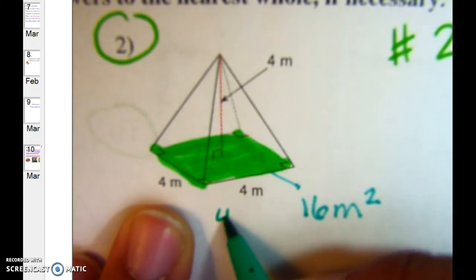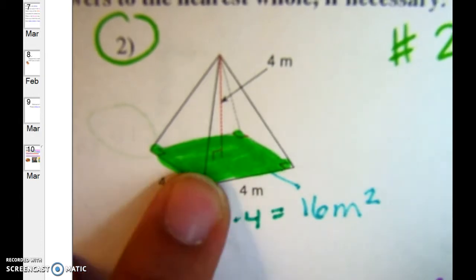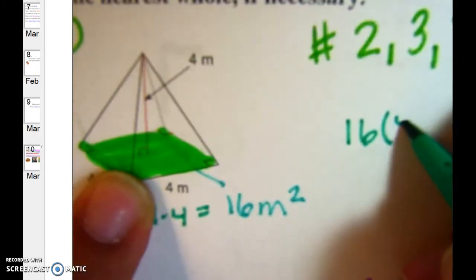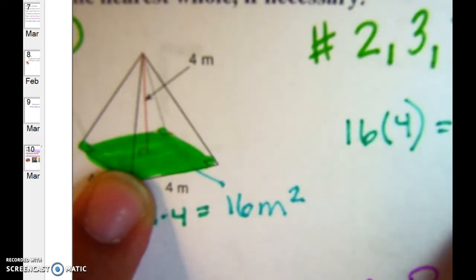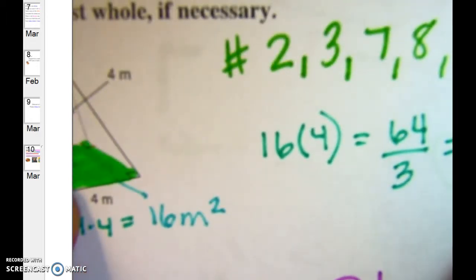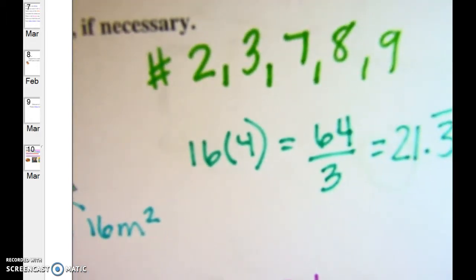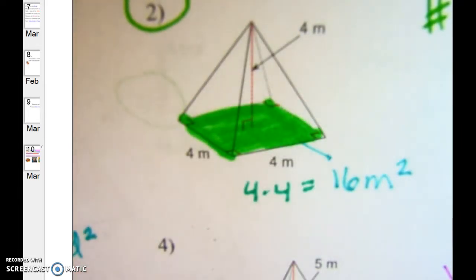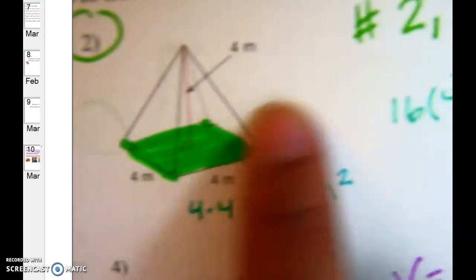So for this one, I put 16 because the base is a square. I'm going to do 4 times 4. That's going to give me 16 for the base. Then I have to multiply 16 times the height, and then I have to divide by 3. And it ended up being like 21.3 repeating. So we know how to do one with a square or a rectangle on the bottom: length times width times the height, divide by 3.